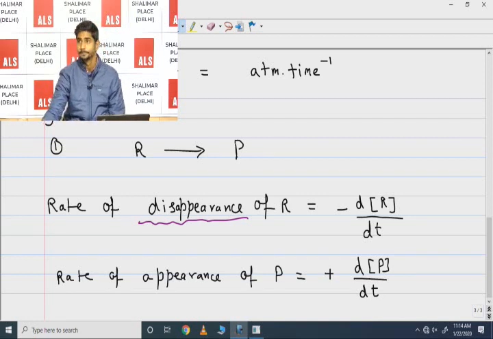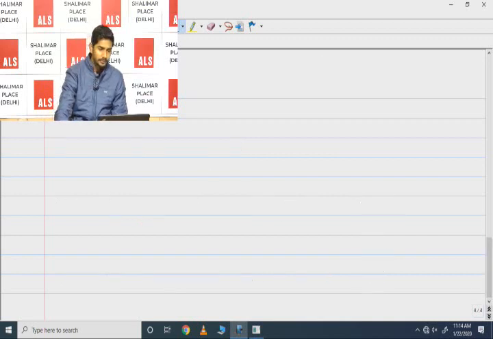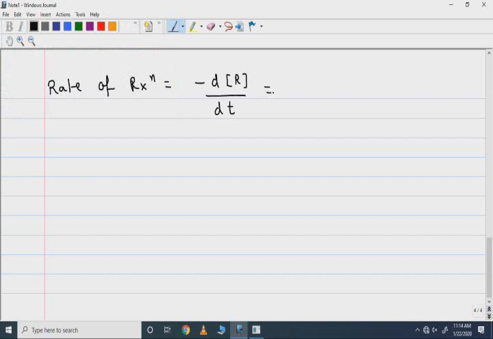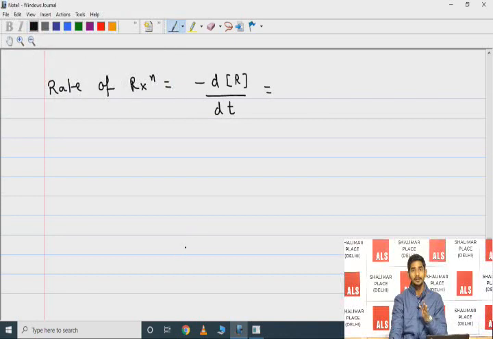Okay. Now, can I say one thing? That rate of reaction should be equal to minus dR upon dt. Remember one thing, these are not the mathematical negative and positive, these are just a representation. Please keep in mind, these are representations which represent decreasing and increasing values. That's it. Okay. Plus dP by dt.